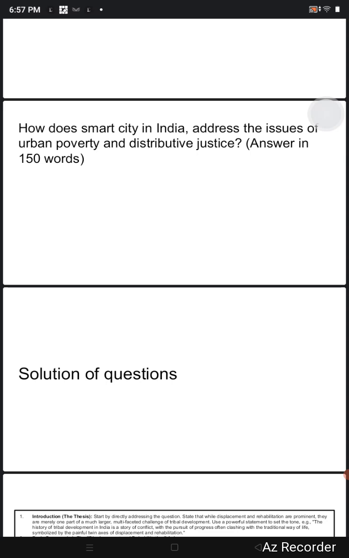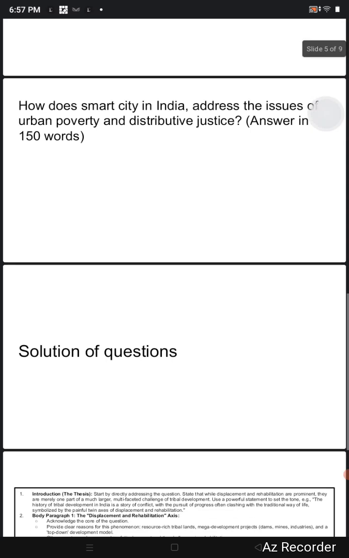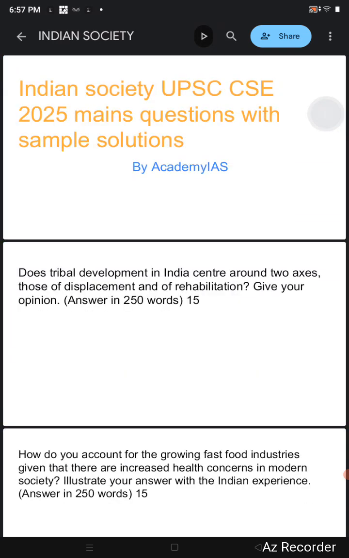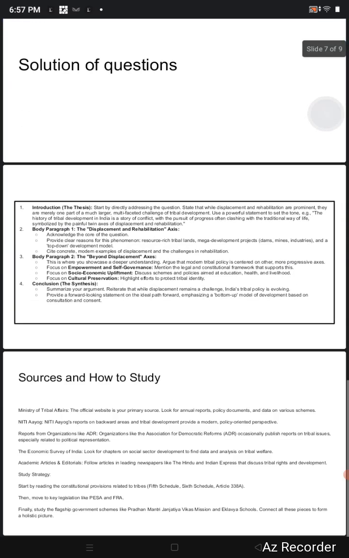So how to write, how to brainstorm, what will be the framework of the question. I made the solution of this first question, that is, does tribal development in India center around two acts, those of displacement and of rehabilitation? Give your opinion. Yes, they are asking for your opinion. So how to address it?